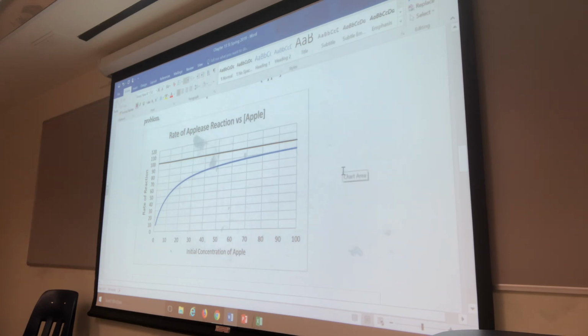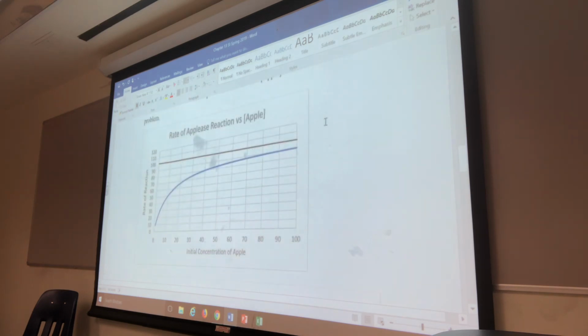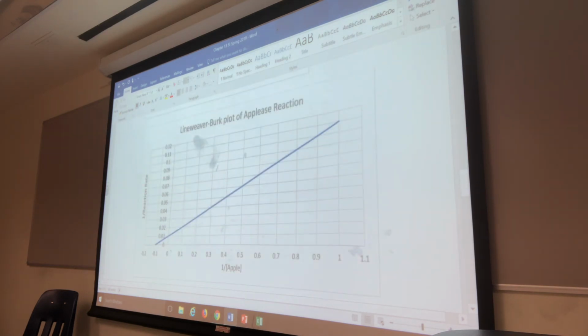Is there a unit for Vmax? Vmax would be molar per second. Yeah, it'd be the same unit as the y-axis, which is molar per second. Oh, sorry about that. Yep. All right, well, we'll have to end right now. And the unit for Km is just molar. It's the unit of the x-axis.